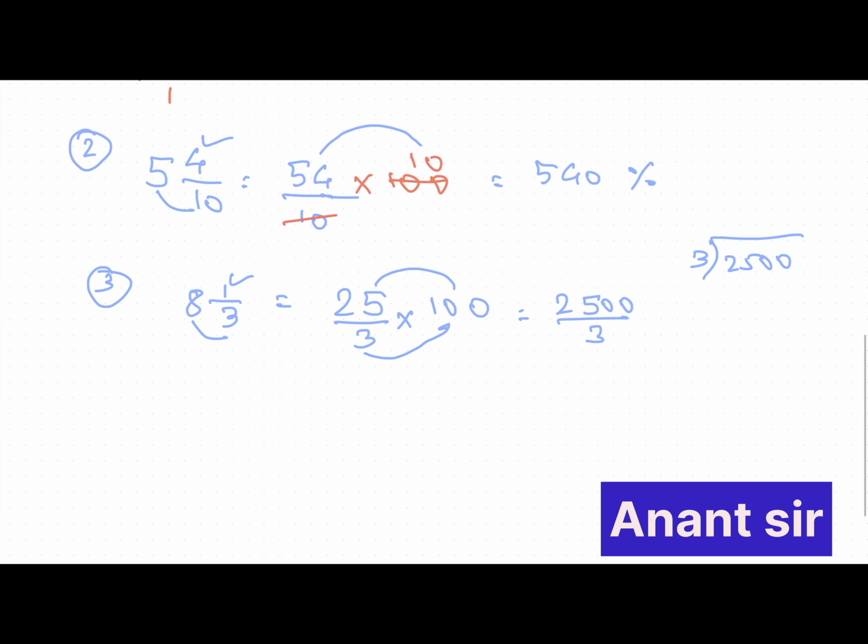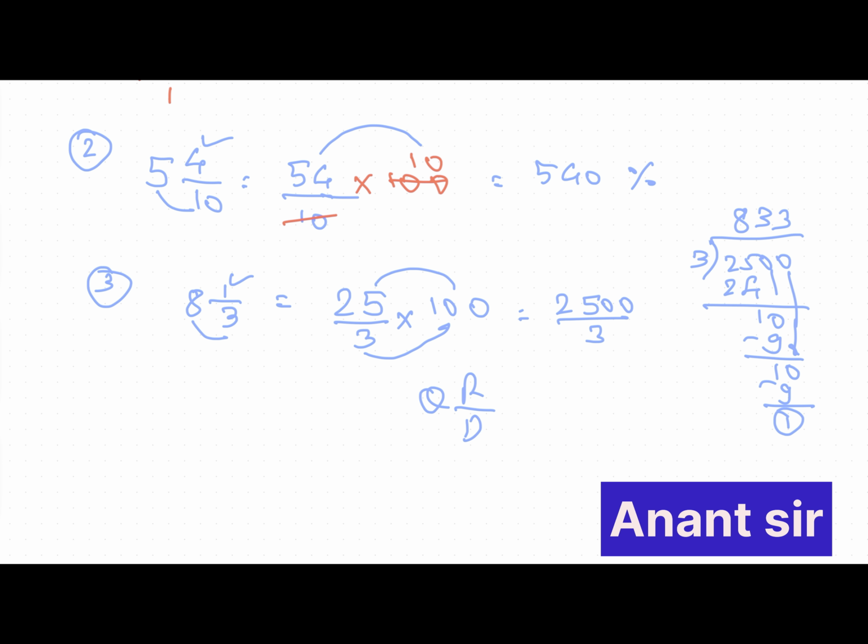So now 3 eights are 24. I subtract, get 1, write 0 there. 3 threes are 9. 1, again I take 0 there. So again 3 threes are 9. So again I subtract, get 1. Now 1 is my remainder.